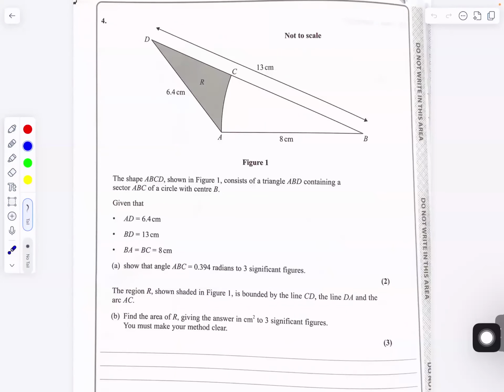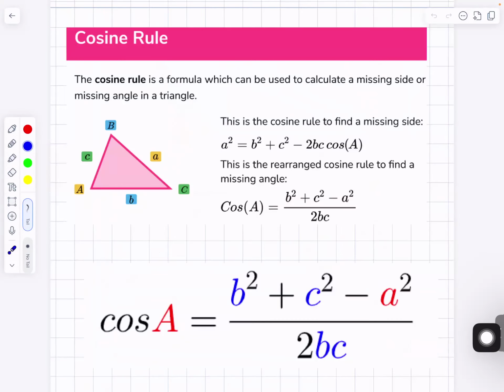Question number 4. The shape ABCD shown in figure 1 consists of a triangle ABD, that's the triangle there, containing a sector ABC, that's the sector ABC, of a circle with center B. Given that AD, BD, and B, show that the angle ABC is 0.394 radians to 3 significant figures. So we want to work out that angle.